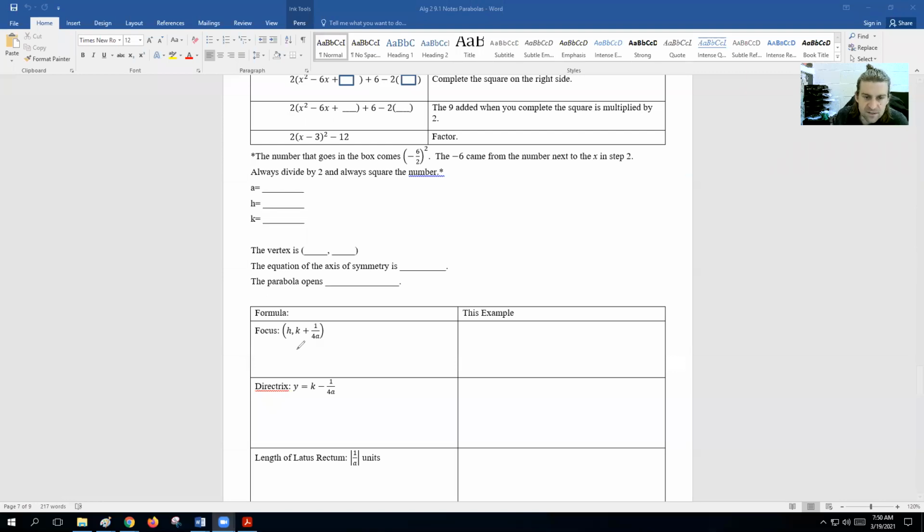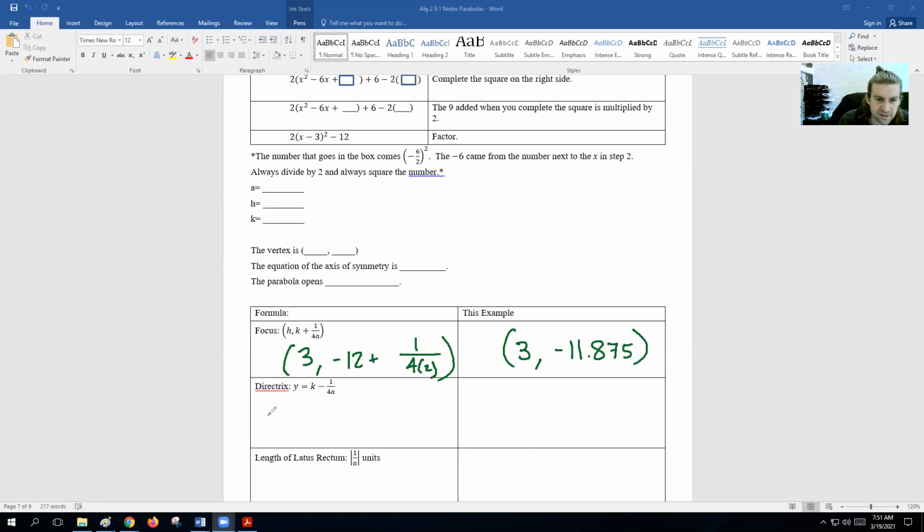Thank you. We can find the focus by using the point (h, k plus 1 over 4a). So this would be h is 3, and then k is negative 12, plus 1 over 4 times a, which is 2. And so this point would be at (3, negative 12 plus 1 over 8). And if you want to use the decimal, that's fine. That's negative 11.875.